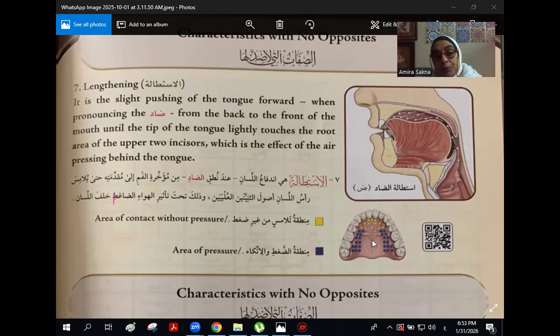and articulation points well, inshallah, you will be able to properly recite Quran as it was revealed. Okay? This is al-istitala, or lengthening. Okay?